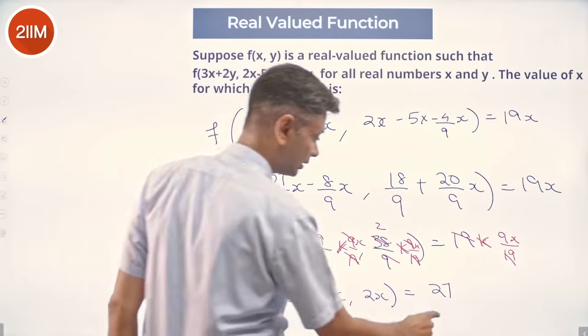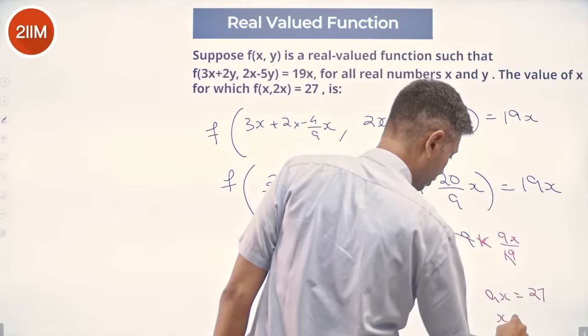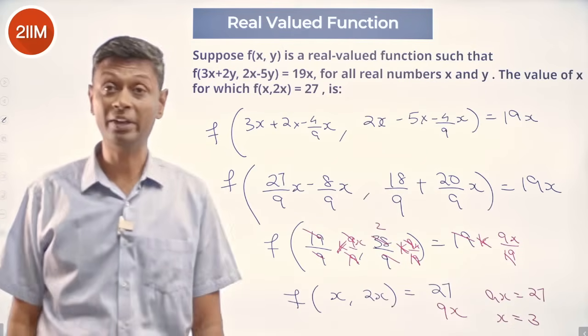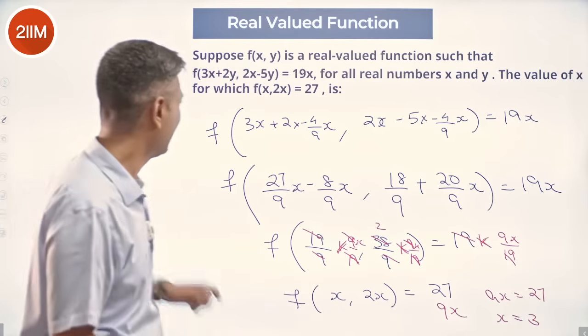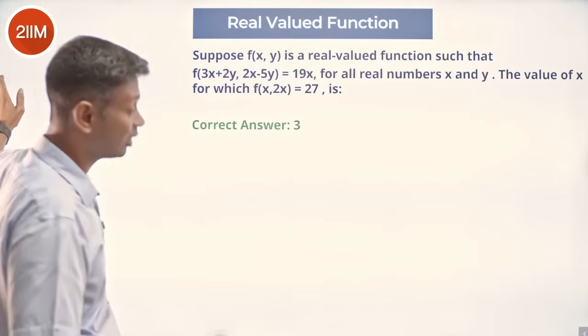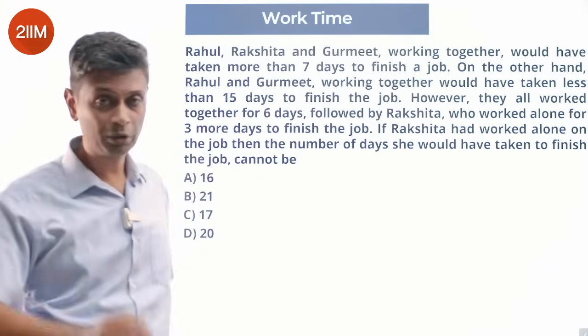So this is 9x. 9x is equal to 27. X is 3. F of 3 comma 6 is 27. You plug it back here, this will be satisfied, all of that will be satisfied. Painful question, tough question, but doable. Super tough question, beguiling question. And so I found it really tough.